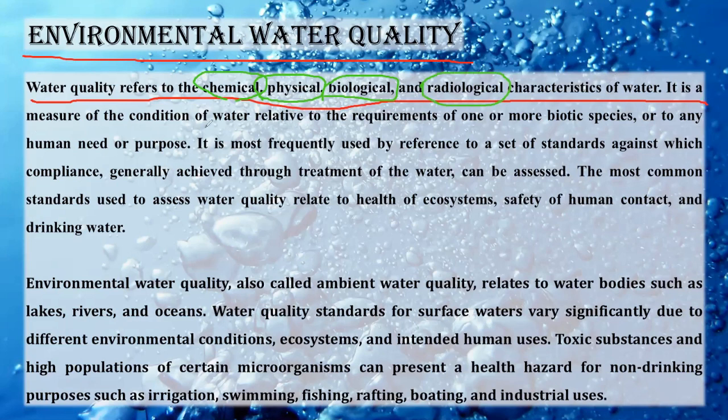It is a measure of the condition of water relative to the requirements of one or more biotic species or to any human need or purpose, right? That means the quality of water will be judged on the basis of the fact that for what particular work you are using that water. So in terms of our use, the quality of water is determined. For example, suppose we want to use water for washing our clothes. Under that condition, we will try to have the water which is not hard. We will try to have soft water.